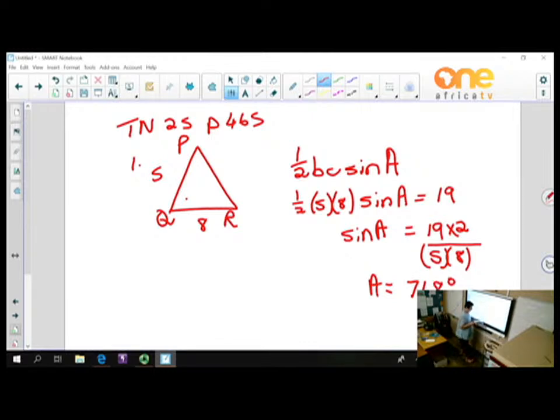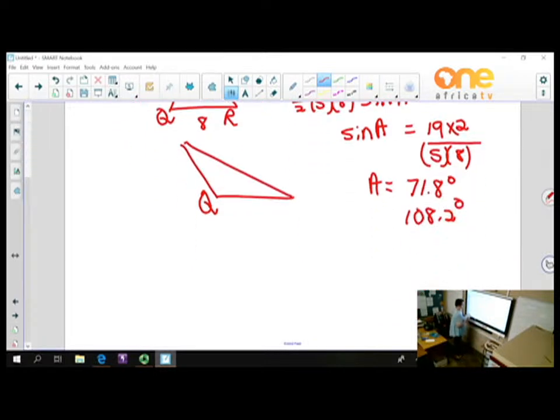71.8 degrees. It might be, this is now if it's an acute angle like this. But now remember, the picture can also look like this because we don't know the size of Q. So it might have been an obtuse angle as well. So all that we do then is we say 180 minus that 71, and then I got 108.2 degrees. So it might have been that as well. There's more than one possibility.